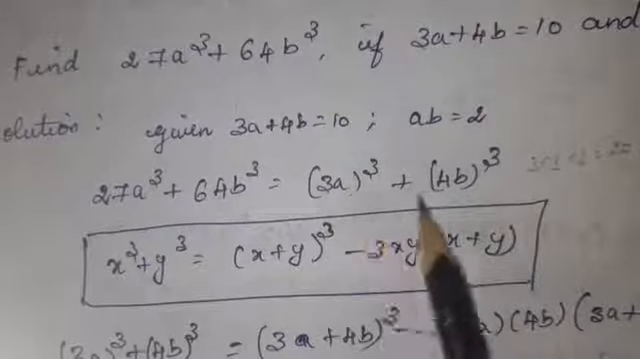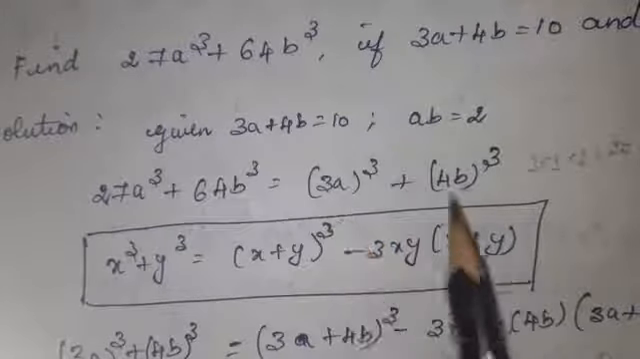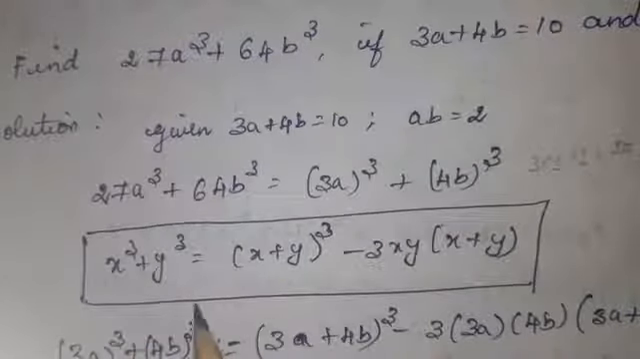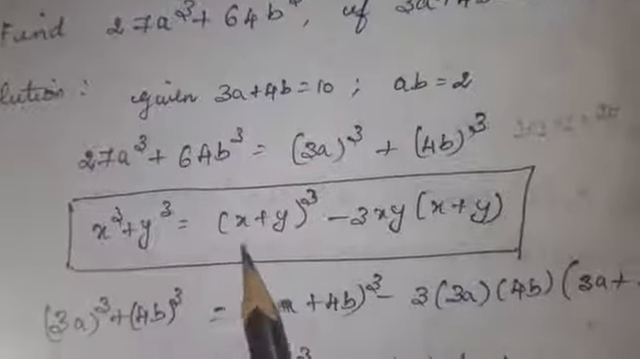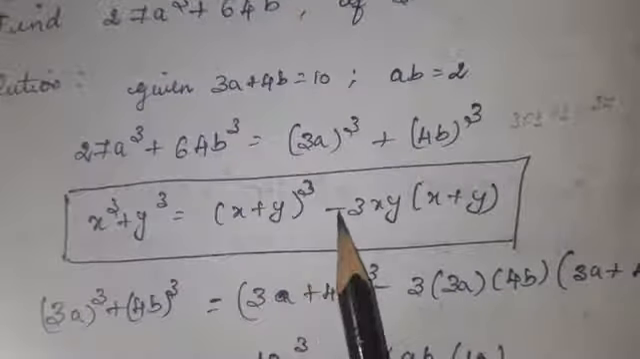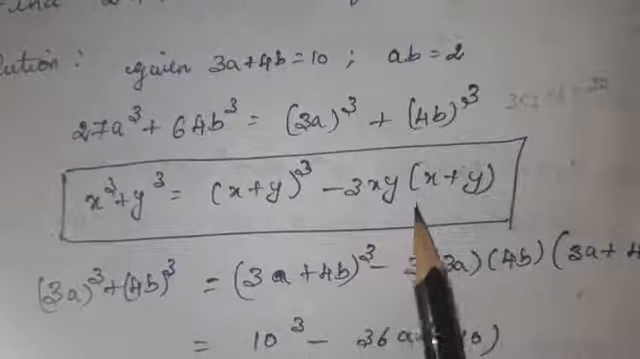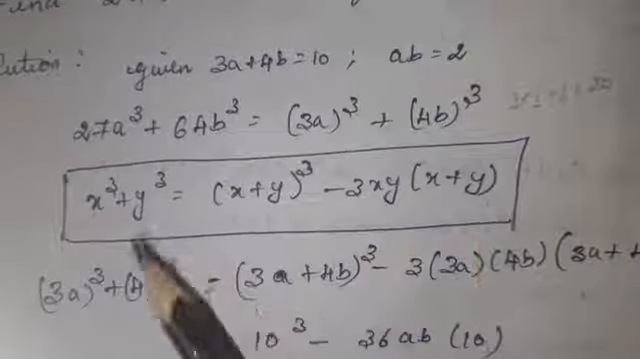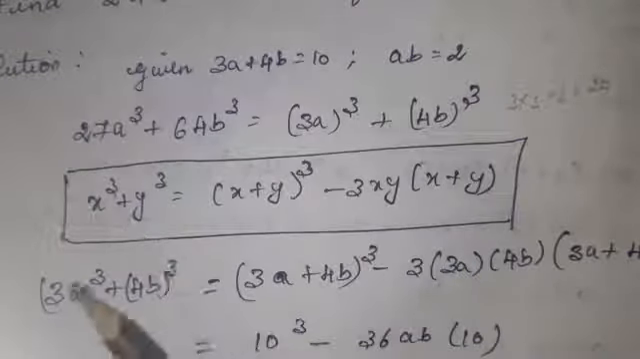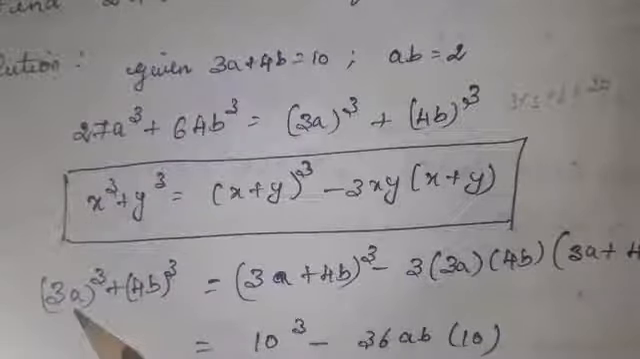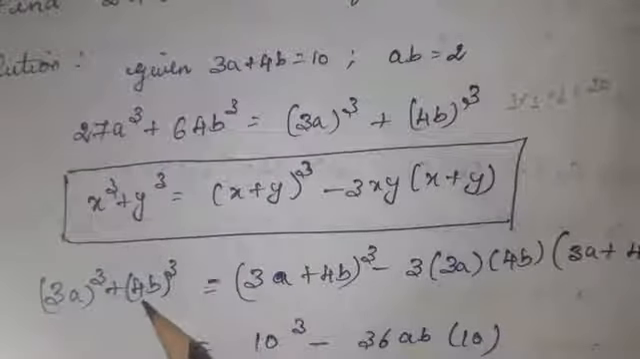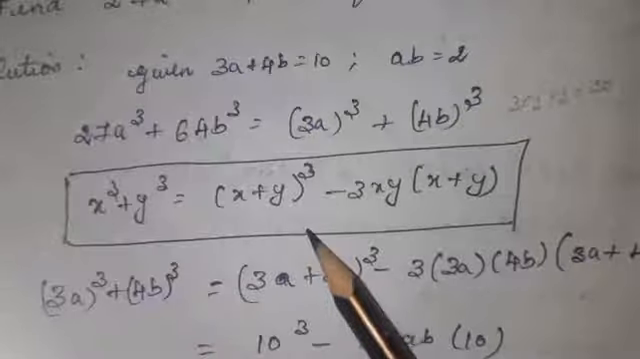Now this is in the format of the x cube plus y cube formula. That formula I have written here: x cube plus y cube is equal to x plus y the whole cube minus 3xy into x plus y. When you compare this question with that formula, in place of x you have 3a. That means the x value is 3a, and the y value is 4b. Substitute into the formula.